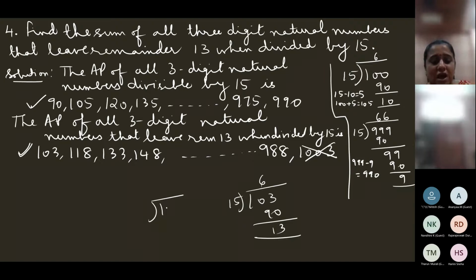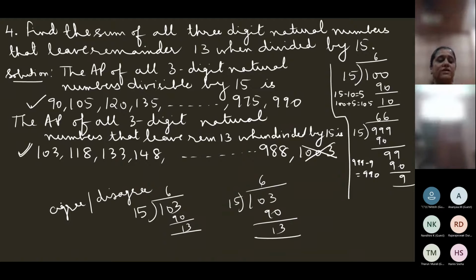103, please see the division. 103 is a 3-digit number which, when divided by 15, leaves remainder 13. Agree or disagree? Agree. It satisfies everything. Is it a 3-digit number? Yes. What happens when you divide 103 by 15? It leaves remainder 13. That's what we want. We want the collection of all 3-digit numbers that leave remainder 13 when divided by 15. So you have to take 103.